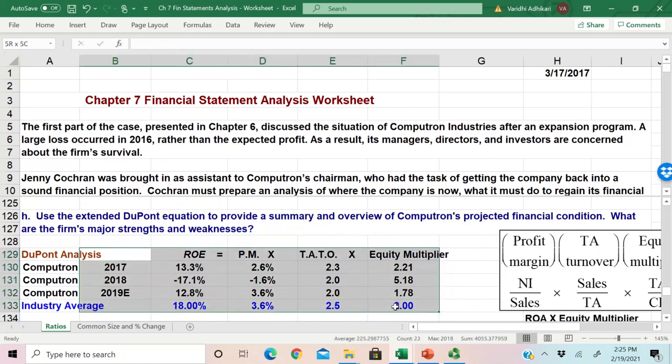So spend some time understanding the intuition behind DuPont analysis. I like this ratio. It's simple but powerful.